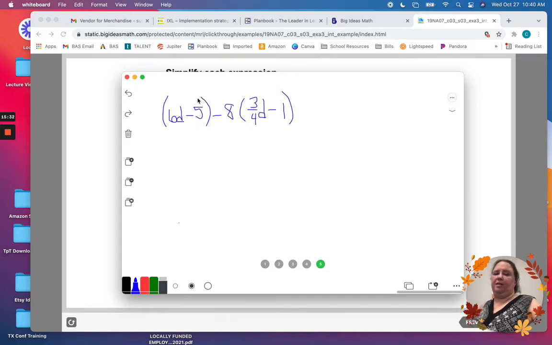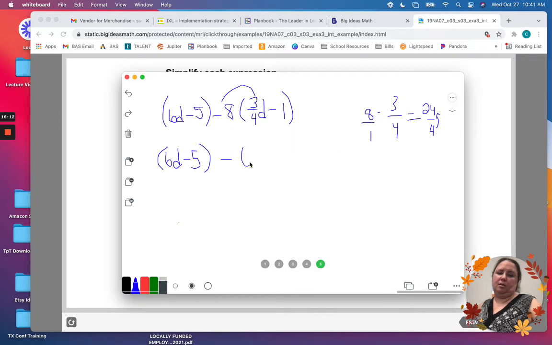Okay, can I simplify anything in this first one? No, so I am just going to rewrite it. 6D, because we're going to simplify other stuff first. Minus 5, and then leave it in the parentheses for now. Okay, can I distribute this? Yes. So negative 8 times 3/4. This is 8/1, right? So it'd be 24/4. Can I simplify that? Yes. 4 goes into 24 how many times? So I'd have 6D.